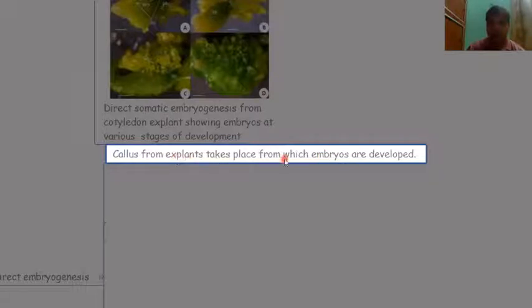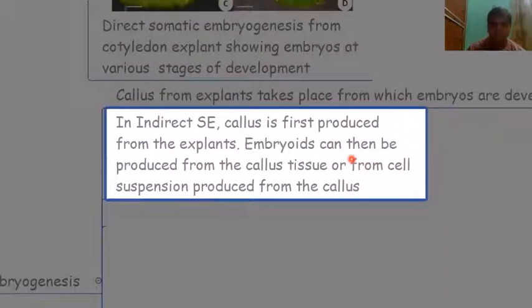So callus becomes embryogenic in this case, and hence we can say it is an indirect embryogenesis because it is not directly from the explant material. Now, by definition, we can say in indirect somatic embryogenesis, callus is first produced from the explant. Embryos can then be produced from the callus tissue or from a cell suspension produced from the callus.